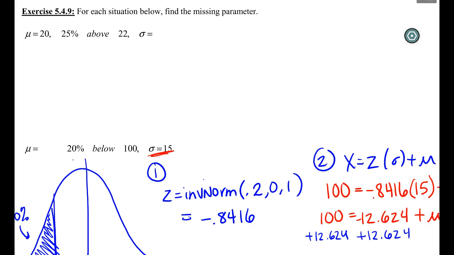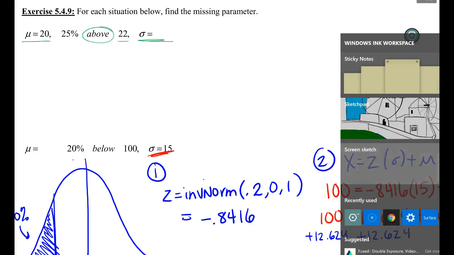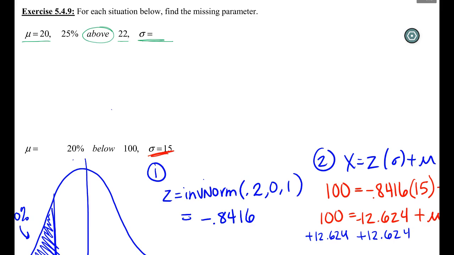We can see all those four things I talked about. We have our mean. We don't have a standard deviation in this case. We have a percentage, a direction for that percentage, and a cutoff. So we've got everything we need to answer this question. First thing we want to do is draw our curve.